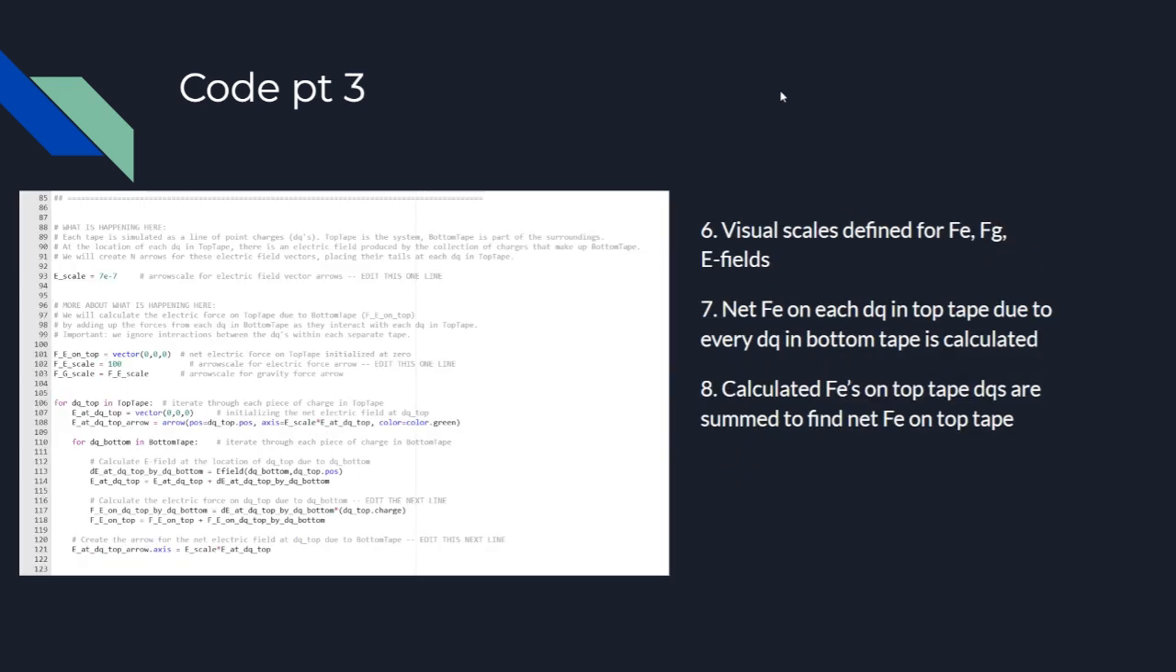Define the visual scales for the Fe, Fg, and E fields, which will be useful when we actually visualize the forces using arrows. The net electrostatic force on each DQ in the top tape due to every DQ in the bottom tape is calculated. And then those calculated electrostatic forces on the top tape DQs were summed to find the net electrostatic force on the top tape.